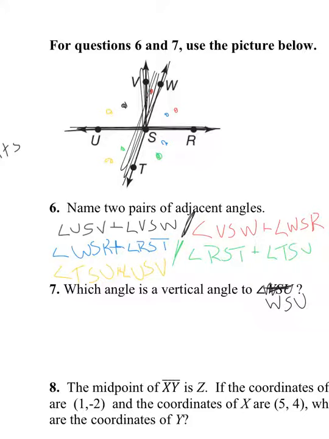that got kind of crowded there. WSU is formed right there. And so if you look at it, it's this angle from there to there. Vertical is the one across from it, which would be here. So that would be angle TSR. Or you could call it RST, works the same way.